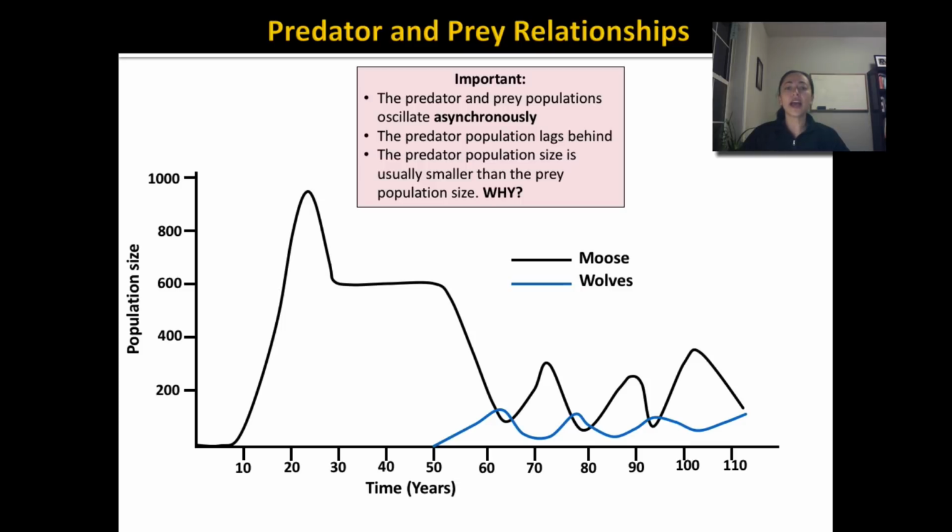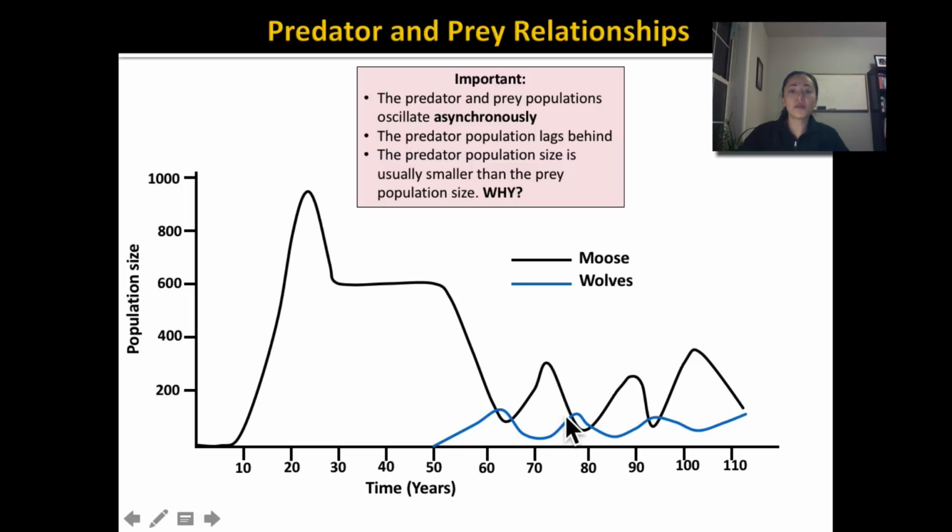So without even having these two lines labeled, you should be able to pick out the predator and the prey. And that is because the predator population is always going to rise and fall after the prey population. So notice here, the prey population increases. And because now there's more moose available for the wolves, the wolf population increases.